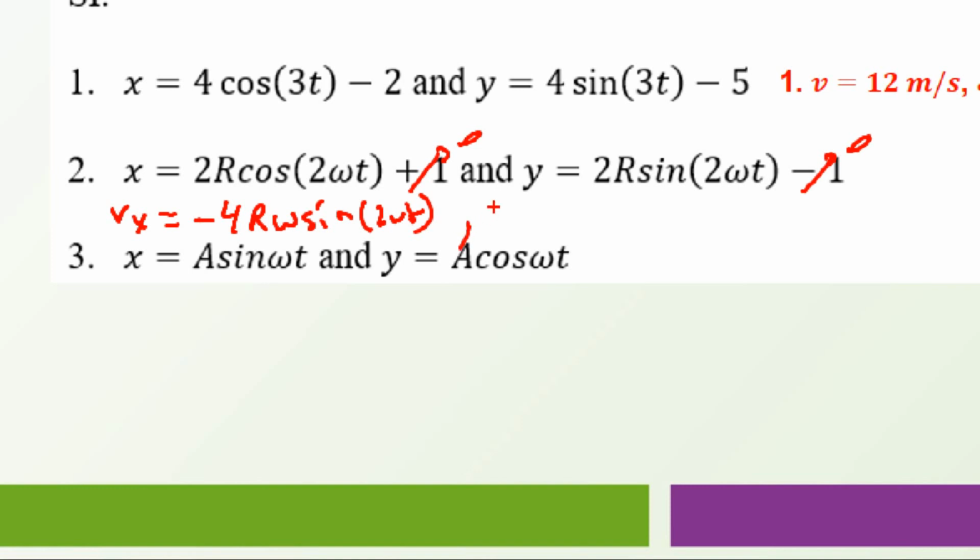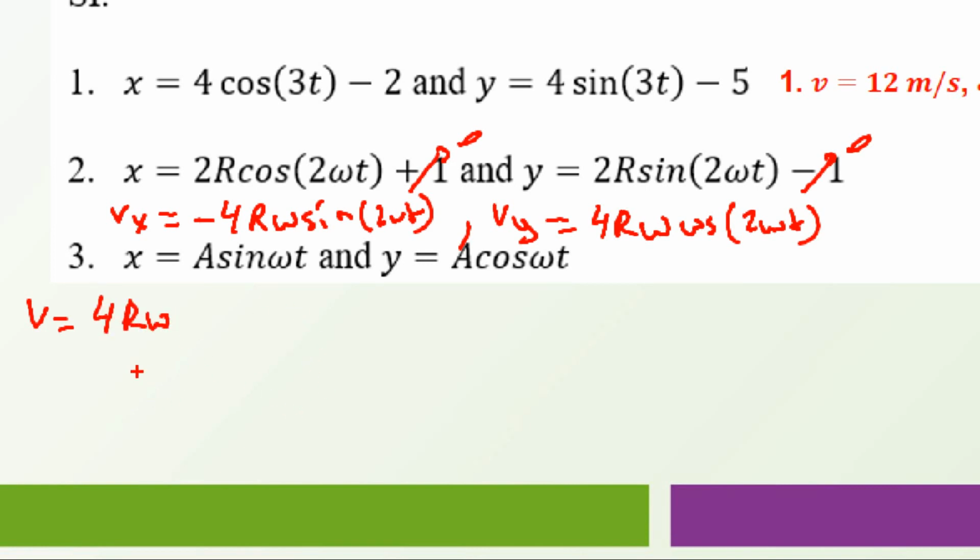Okay, now Vy would be, so we're going from sine to cosine, that would be 4 r omega cosine 2 omega t. As you can notice, I'm comparing both members in order to check or chase the error. Then v in this case, if we do radical vx squared plus vy squared, and factor out 4 r omega for each one, and the negative sign will cancel out with the even power, the speed would be given by 4 r omega. Here there is no need to put a unit because it's expressed in terms of other variables.